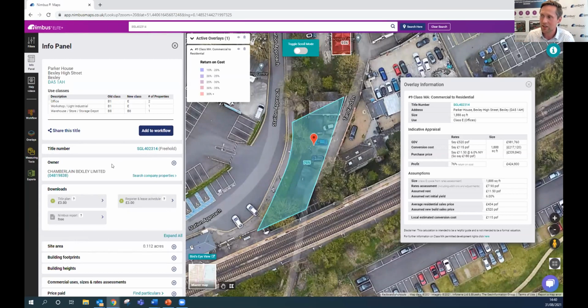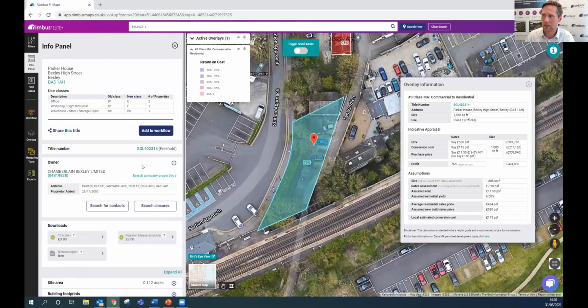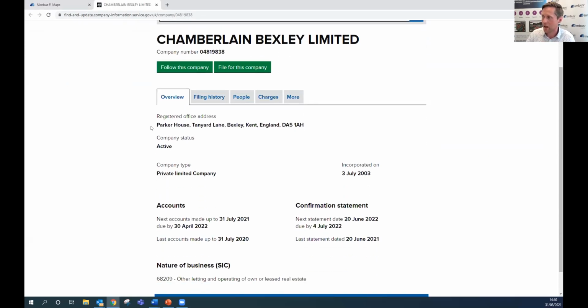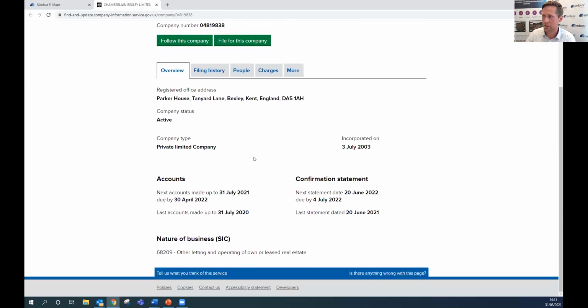But I suppose the interesting thing is saying, well, who are the people that own this particular property? These people here, Chamberlain Bexley Limited, are a company that bought this property back in 2003. So they've owned it the best part of 20 years now. What I can see up here is the company themselves. They're based at Parker House in Bexley, so they're a local company with a trading address near Bexley, and they own this property around the corner from the station.